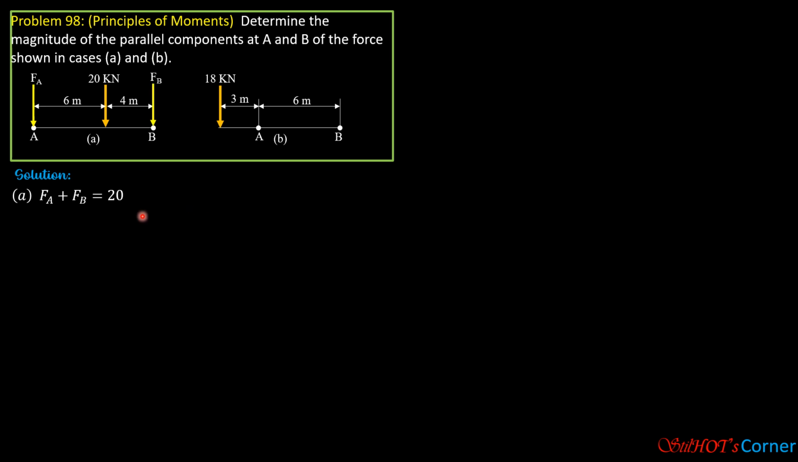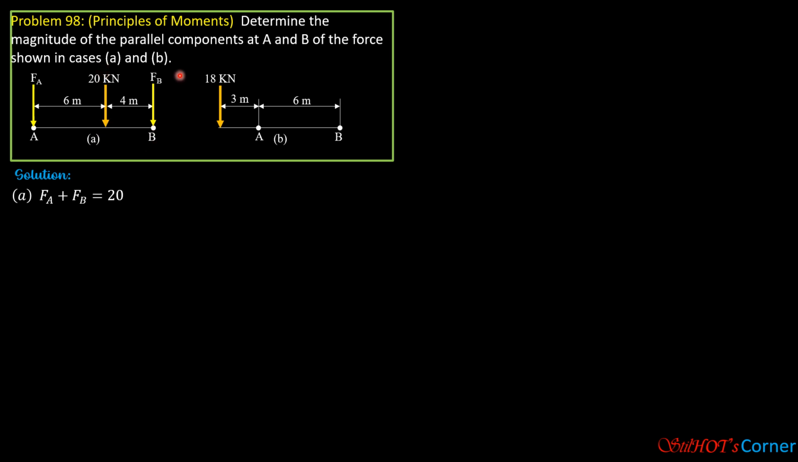Then for the second solution, we enforce Varignon's theorem, that is, the moment of this single force, or the resultant, about A or B is equal to the sum of the moments of its components. So the moment of the 20 kilonewton force about B is counterclockwise, and it is 20 times 4. The moment of FA about B is also counterclockwise, because they have the same sense. And the moment of FB about B, of course, is 0 because the moment arm is 0. So that is 20 times 4 counterclockwise.